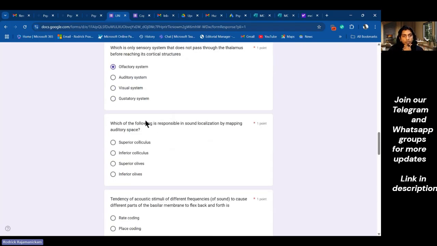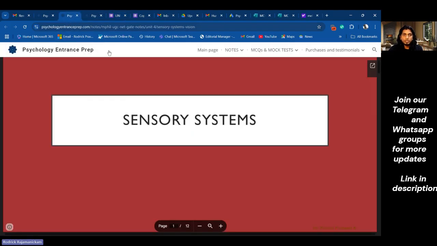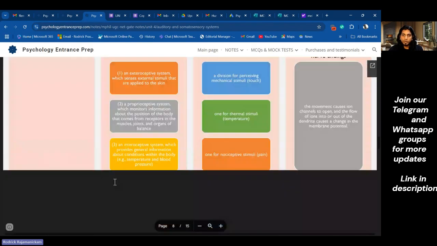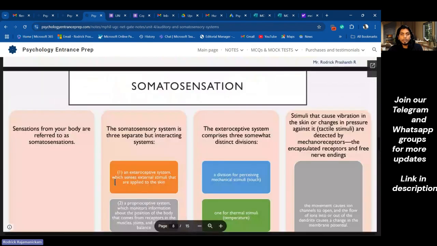Which of the following is responsible for sound localization by mapping an auditory space? That would be your superior colliculus. Superior olives are also involved, but from them your brain sends it to the superior colliculus, so that you can map it and identify it in three-dimensional space.